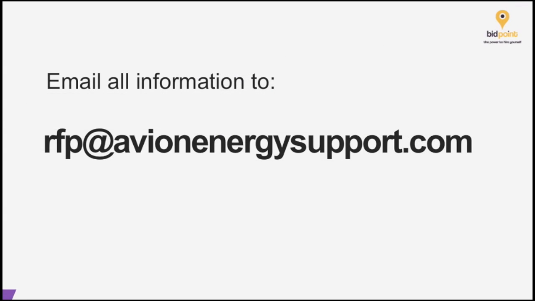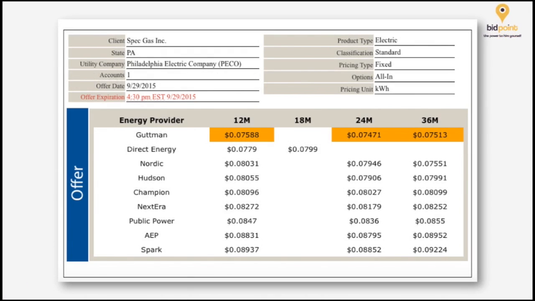So let me jump onto this. This would be the email address you're going to want to send this to: RFP, which means request for pricing, at avionenergysupport.com. Obviously they'll have your BidPoint ID. You would want to put that in the email, let them know what you're doing and who you're submitting it to. Okay, so let me keep going here.